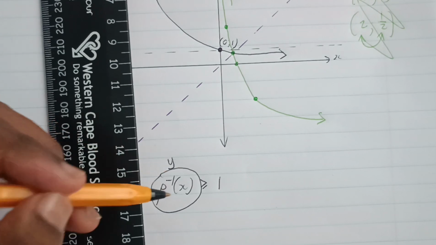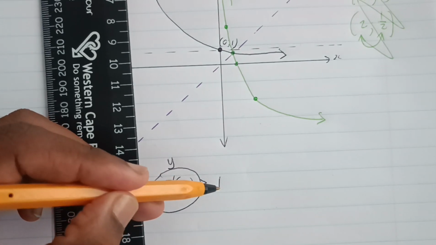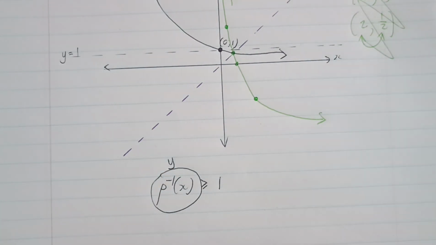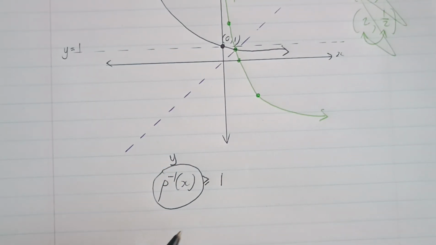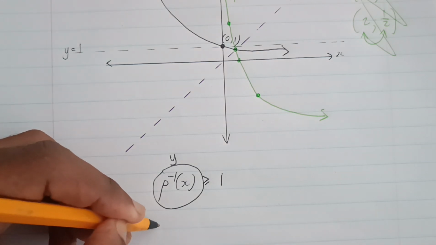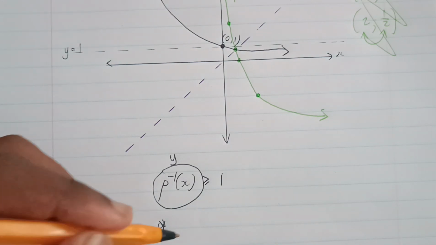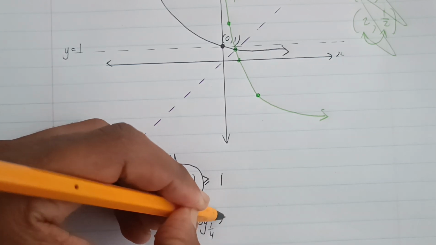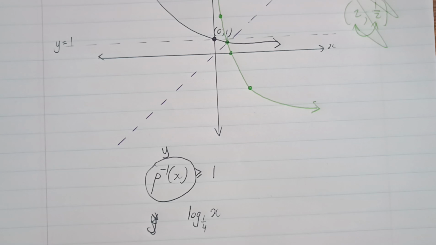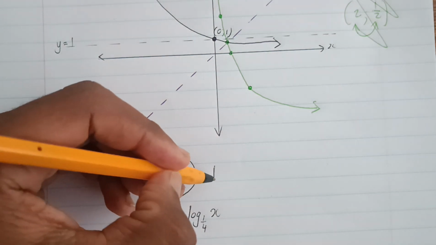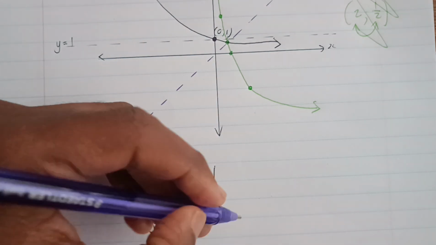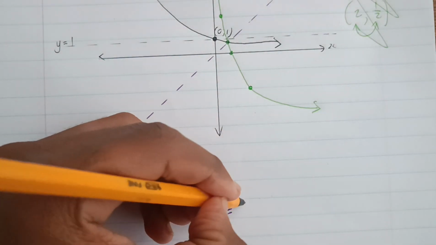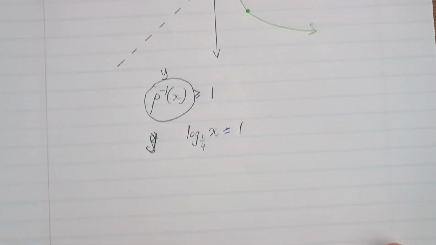Okay, so we need to find out first where this graph is equal to 1. Then we can know it's going to be from 0 up until that point. So let's find out where it is equal to 1. We have this equation, right? That equation we found earlier. We said it was log base 1 over 4 of x, and we're going to put the equal sign in there to find out where that's equal to 1. So now we need to solve for x. How do we solve for x here?